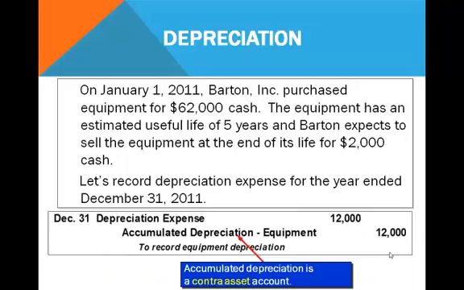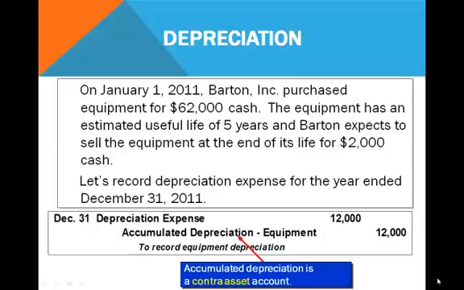On December 31, 2011, we will debit or increase depreciation expense for $12,000 and credit a new account called Accumulated Depreciation Equipment. This is a totally new kind of account. This account reduces the related asset account. It's called Accumulated Depreciation. We usually write it as Accumulated Depreciation and then a hyphen and then whatever kind of equipment or asset that we're depreciating. In this case, it's equipment.